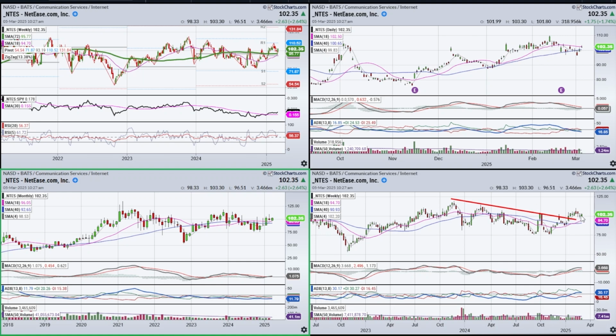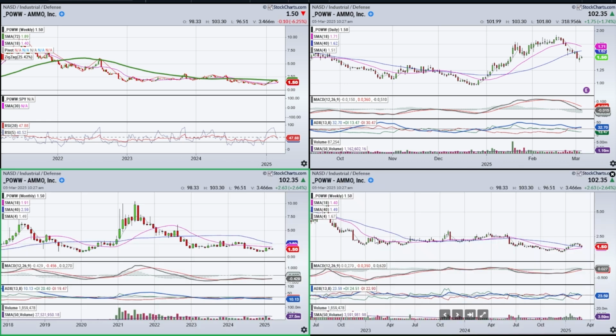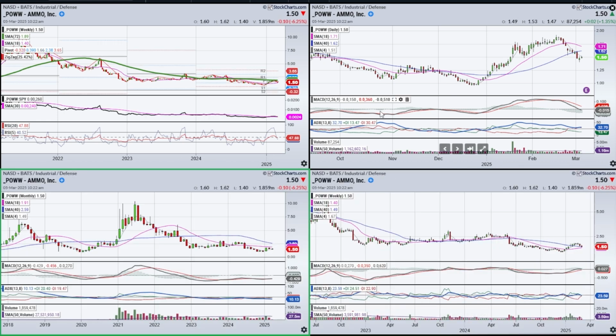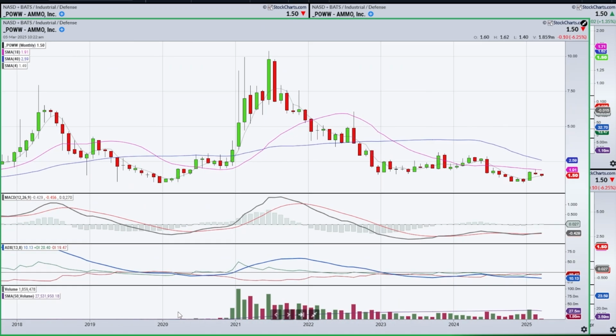Now, we do need to form the two. I think we need to make a higher low here, but certainly one that I would be watching pretty closely. And if we look at this AMMO, we're pulling back. We have earnings coming in a couple days. All right, so let me just give you a precursor to that.